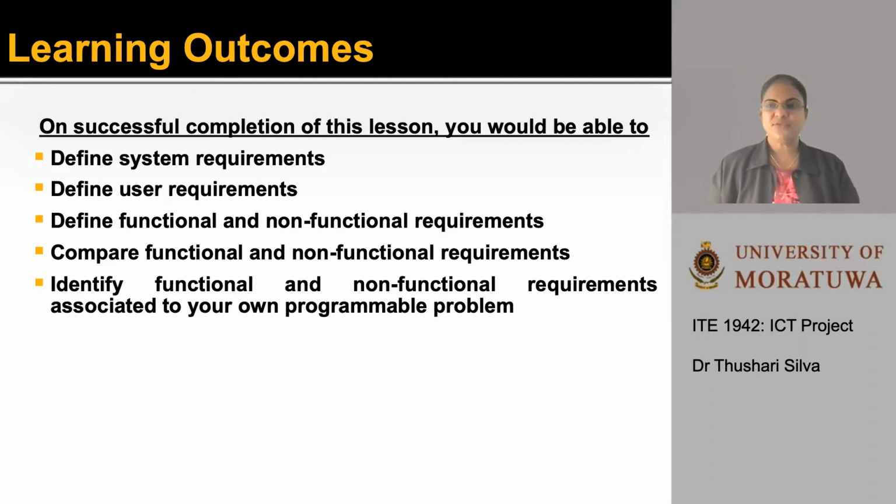And also, you need to identify another classification of system requirements, that is, functional and non-functional requirements. So what requirements fall as functional requirements, and what other requirements will not be considered there, we call them non-functional requirements. You will be able to compare functional and non-functional requirements and identify them separately. Once you have identified these, you will be able to map them to your own problem and identify your problem-specific functional requirements and non-functional requirements.